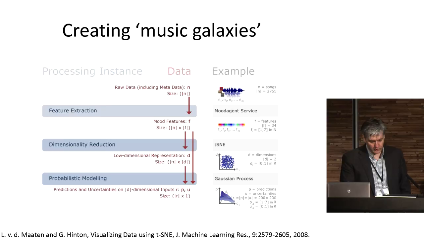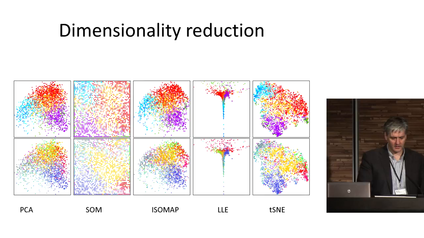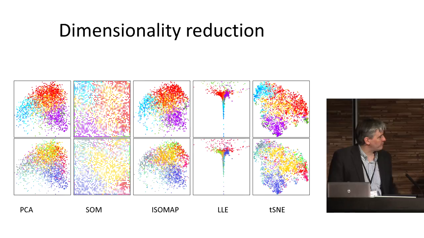And we then take that low-dimensional projection, because that's just showing where the high-dimensional points are, and we create Gaussian processes to summarize each of the variables of interest that you want the user to explore. So there's a range of different dimensionality reduction techniques you could use. We found t-SNE was giving us quite nice results, but you could slot in your favorite method there.